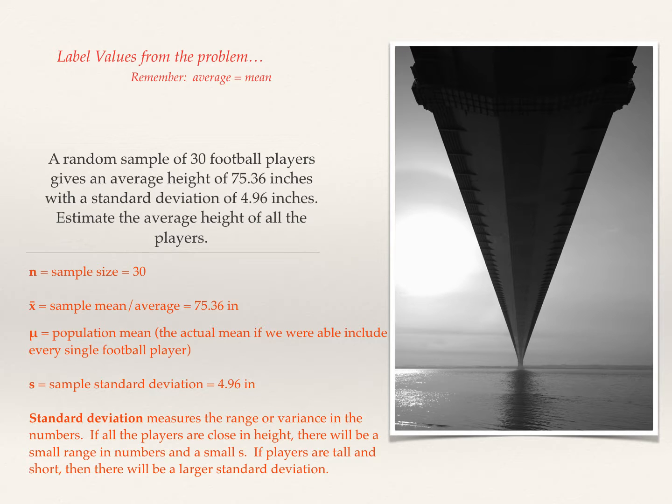Your population mean, which means that you actually included every single football player that's on the team in your value, that would be your population mean. But apparently our football team is much more than 30 players because we have a sample of 30. Mu, which is the Greek letter U, is the population mean, which is actually what they are asking us to estimate.